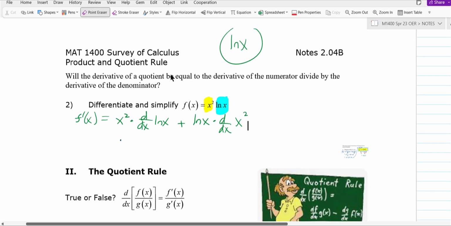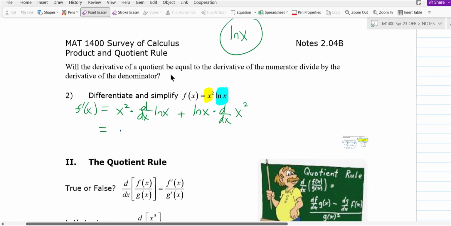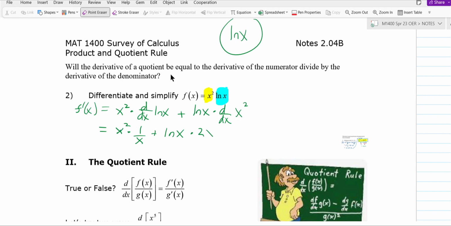Now, when you do this, what's the derivative of ln x? We learned that last week. 1 over x. So now you have x squared times 1 over x plus ln of x times 2x. Now, that's an unsimplified derivative. It's a correct derivative, but you need to simplify it, mostly because of things we do in the future.